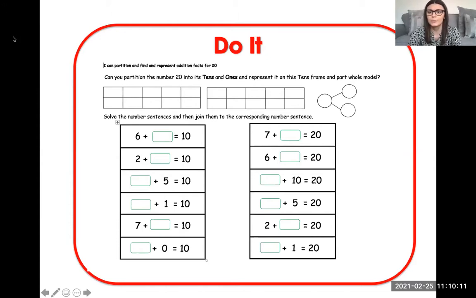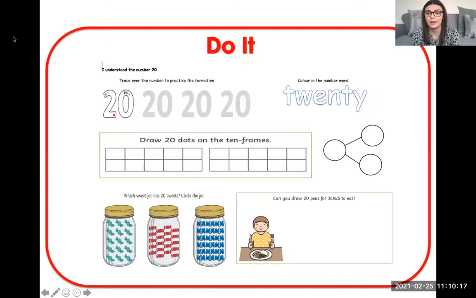Okay. But boys and girls, if you find that a little bit tricky, you have got another activity. And this one is, I understand the number 20. So in the first part, I'd like you to trace over the number 20 to practice that letter formation. Then I'd like you to colour in the number word 20. Then the next part is you're going to draw 20 dots on your tens frame to make it a complete frame. Then I'd like you to try and partition the number 20 using your part whole model.